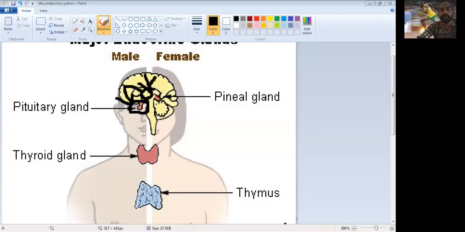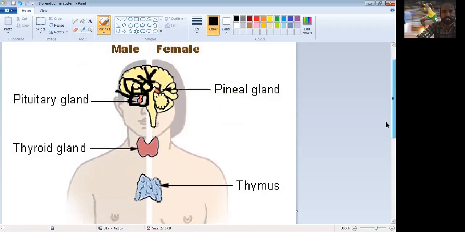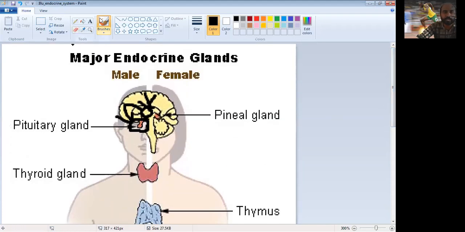Okay, hopefully you can see this, isn't it? Now, yeah. The major endocrine system. Now, for your kind information, this side is male and this side is female. All the difference is in your testis and ovary. So that alone is the major difference. Other than that, there's not much difference.